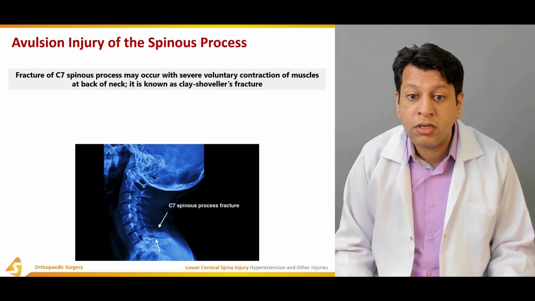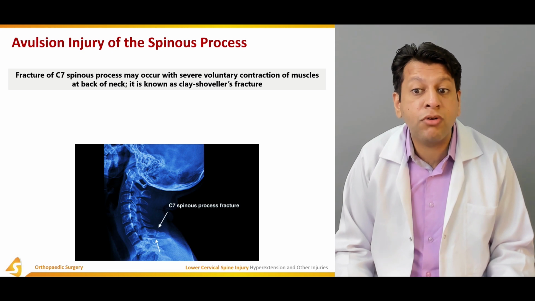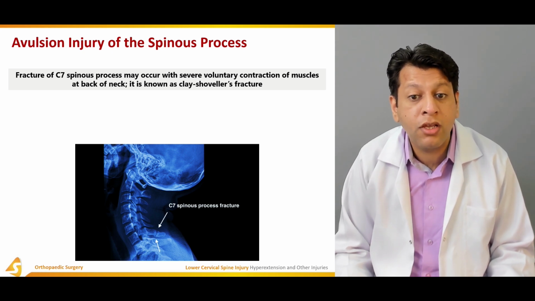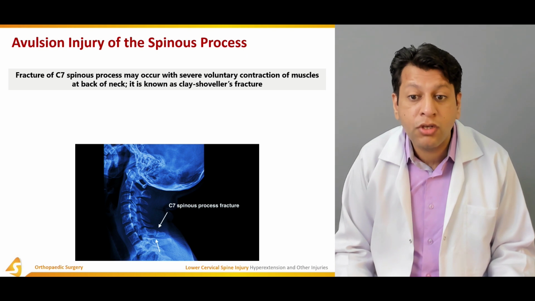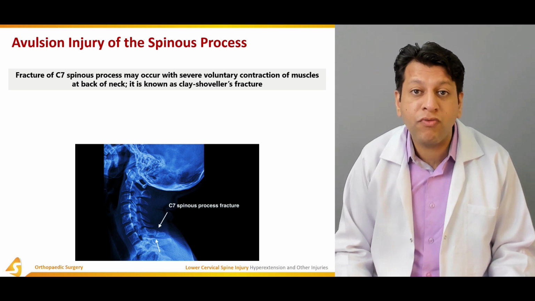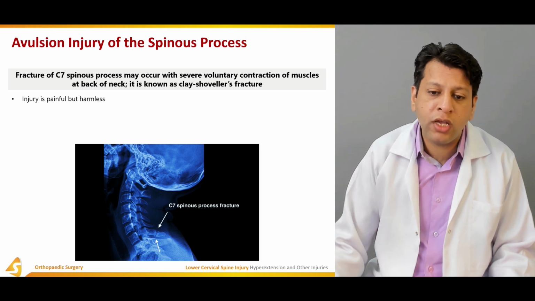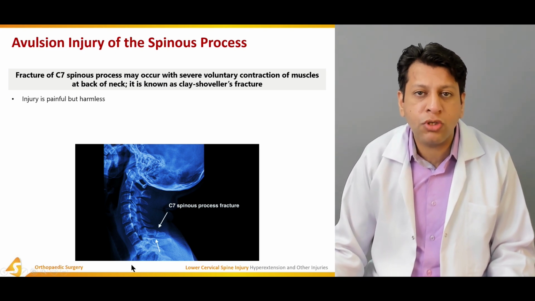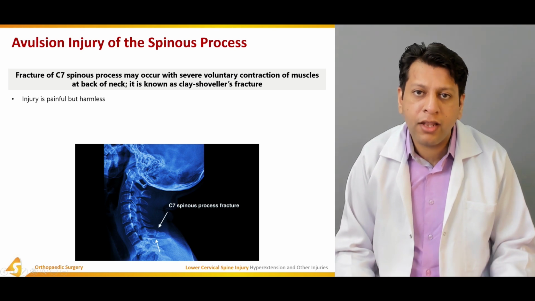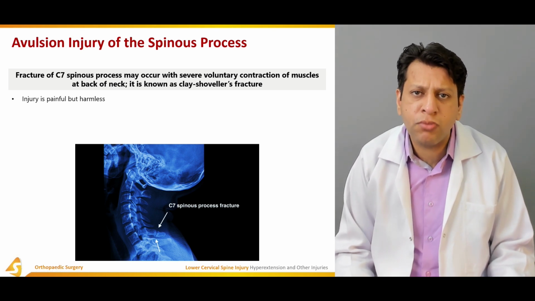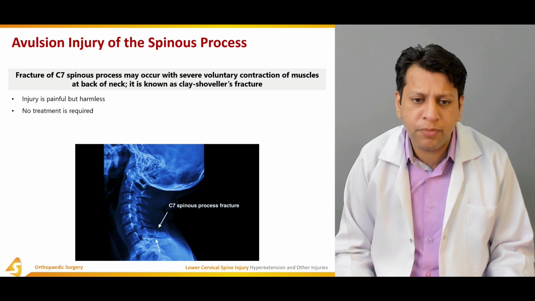Fracture of the C7 spinous process may occur with severe voluntary contraction of the muscles at the back of the neck. It's also called Clay-Shoveler's fracture because of hyperextension injury. The injury is painful but harmless. Why? Because this does not lead to any neurological compromise, and it does not lead to a lot of posterior ligamentous complex injury as well.